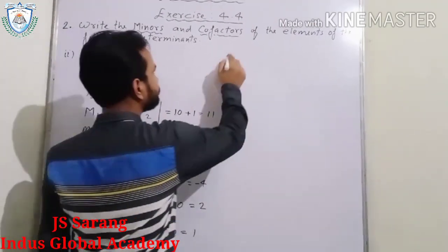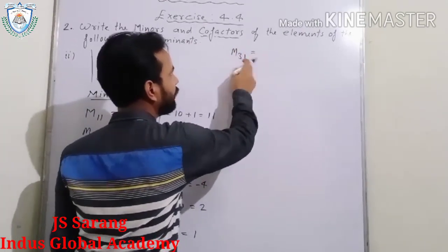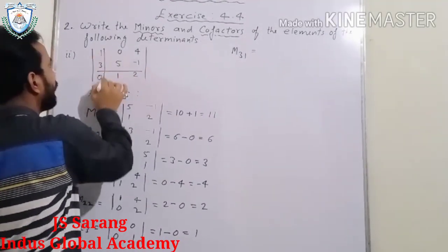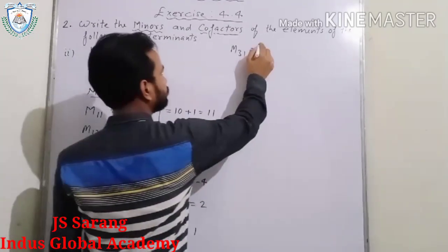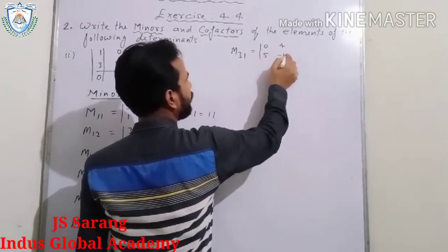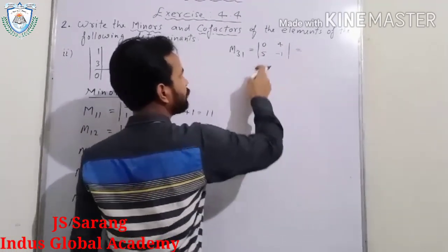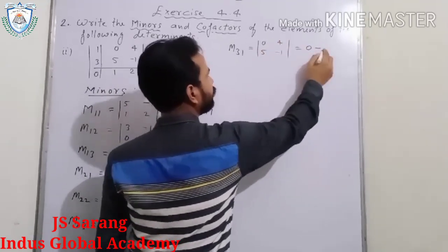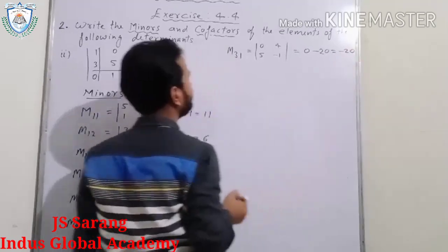Third row means M31. M31 means third row, first column. So we will have to hide the third row and first column. So what is left? 0 4 5 minus 1. Solve it by cross product. 0 into minus 1 is 0. Minus 5 4s are 20. So the answer is minus 20.